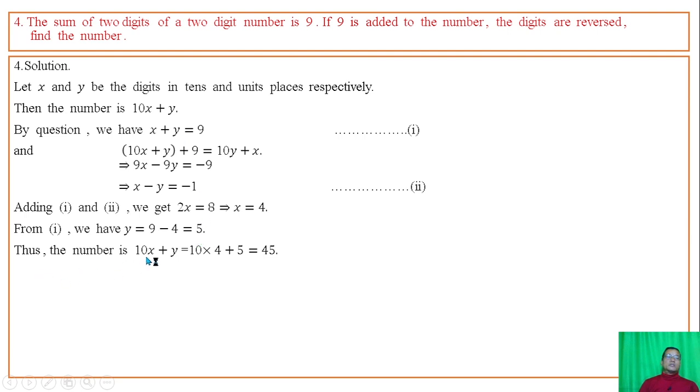Thus the number is 10x plus y. The value of x is 4 and the value of y is 5. 10 into 4 is 40, and 40 plus 5 is 45. So the required number is 45.